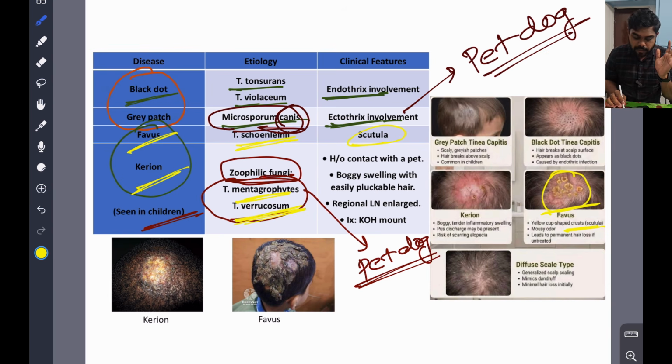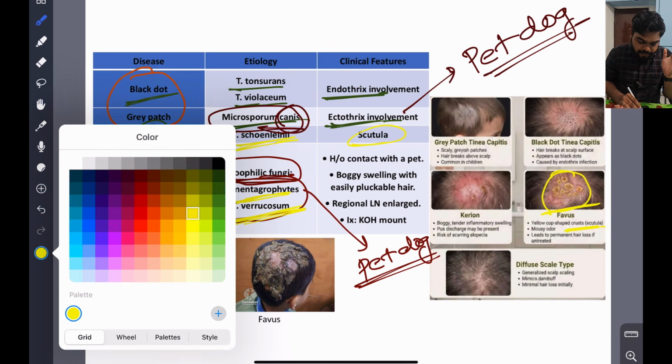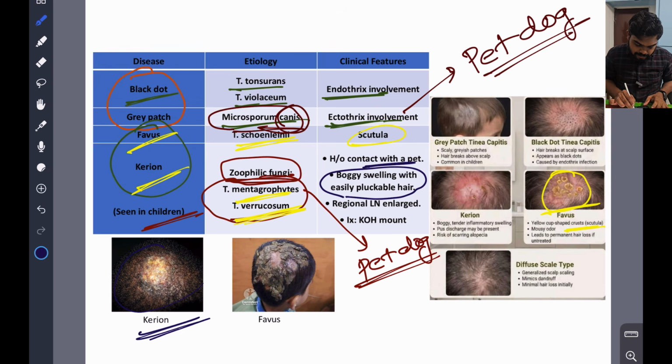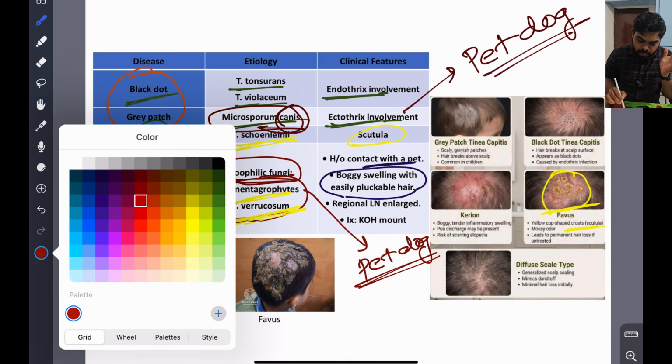Trichophyton mentagrophytes and Trichophyton verrucosum are very important. These are zoophilic fungi, with a history of a pet dog in the house and inflammatory lesions. So history of contact with a pet, and a boggy swelling with easily pluckable hair. Imagine that swelling. So you can see kerion here. See kerion, you can see here. Okay, so here the regional lymph nodes are also enlarged. This is very important. History of a pet dog and everything will be there.